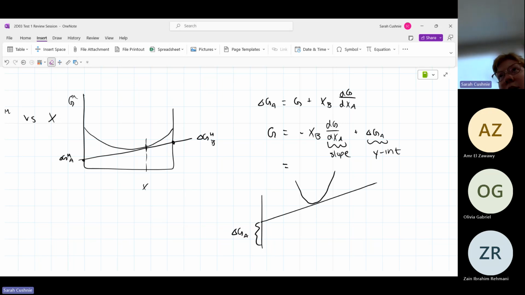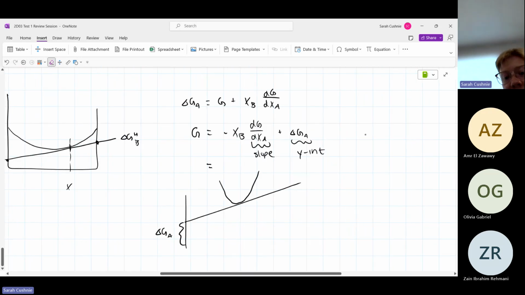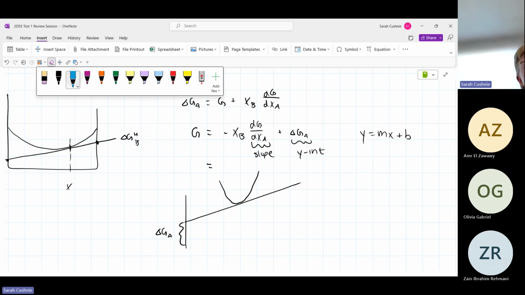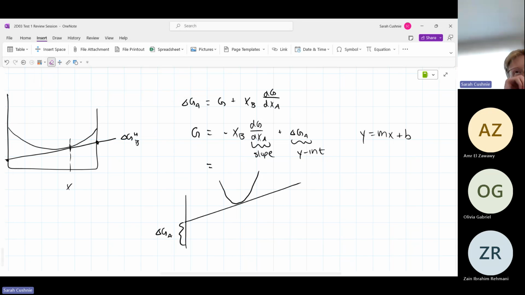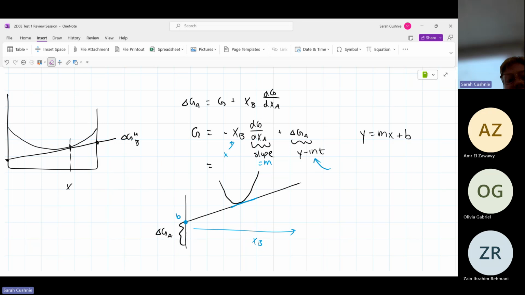This is a big thing that I do, like when I did physics labs, for example: I try to think of everything in terms of y equals mx plus b. Whether you have a log plot or any funky equation, I just try to figure out what is what. So in this case, we're plotting XB. That's going to be our x. This is going to be our slope, right? And then we have our y-intercept right there, and that's going to give you delta GA. So that's how you can think of it. And we're doing the exact same concept here, just with enthalpy instead of Gibbs free energy.